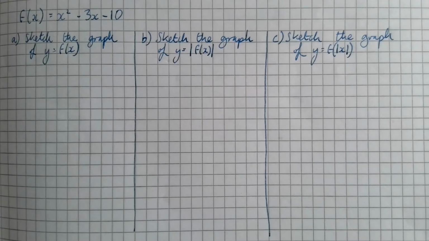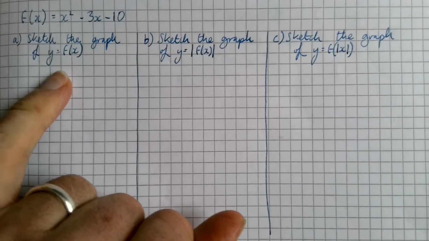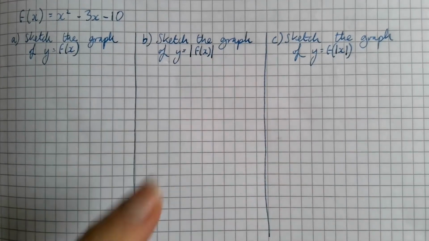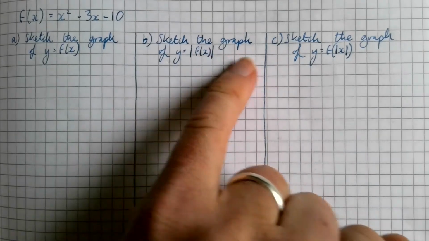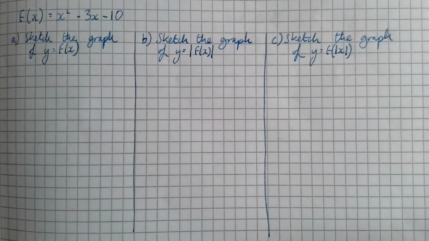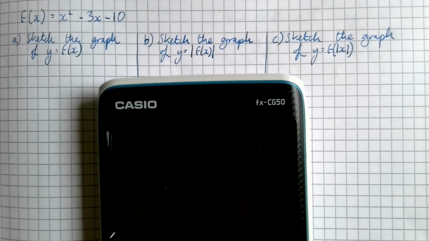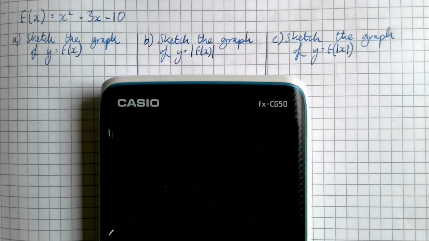So here's our first one where we're going to have to sketch x squared minus 3x minus 10 there. Then we're doing the modulus of that there. Then we're doing the modulus of the input into that same function just here. After what I've just said, you may want to pause the video and have a little go and see if you can do it. But what I would say is start with the calculator. It makes life so much easier.